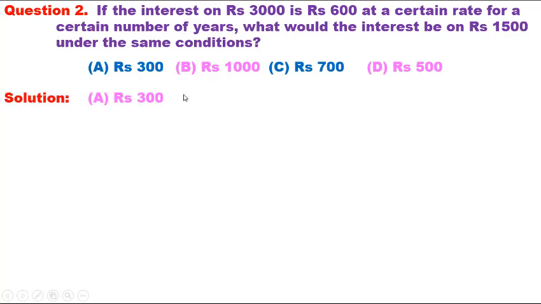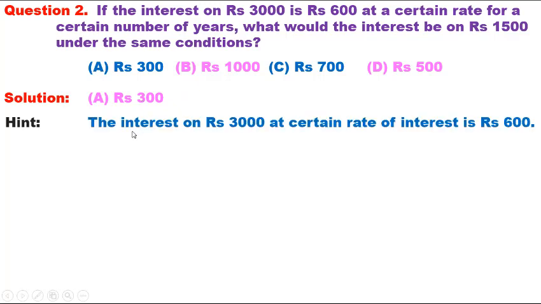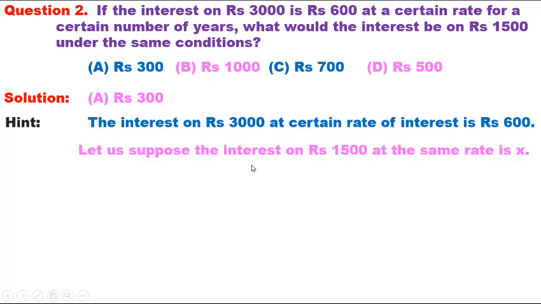Solution: rupees 300. Hint: the interest on 3,000 at a certain rate of interest is rupees 600. Let us suppose the interest on 1,500 at the same rate is X. 600 divided by 3,000 is equal to X divided by 1,500. Therefore, X is equal to 300.